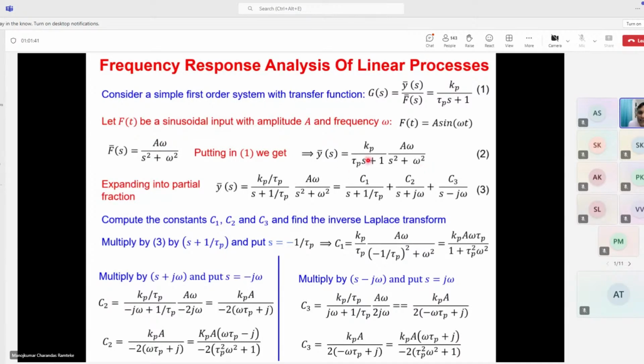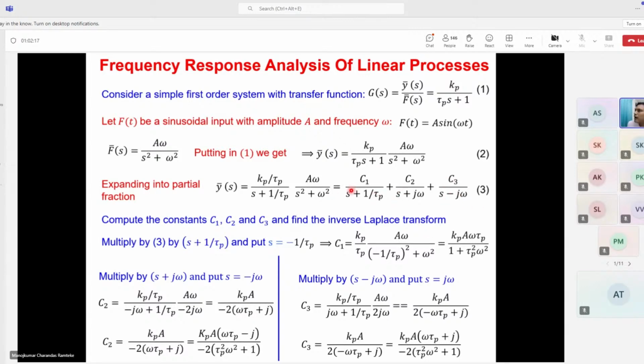So in this case, I can divide this equation by tau p. So what I'm going to get? I'm going to get Kp by tau p divided by s plus 1 by tau p into A omega divided by s square plus omega square. So again, this entire equation I am representing in terms of three roots, isn't it? Three roots of the denominator. So first root will be minus 1 by tau p, second root will be minus j omega, and third root will be plus j omega. So c1 divided by s plus 1 by tau p plus c2 divided by s plus j omega plus c3 divided by s minus j omega. In this manner, I have separated the partial fraction.